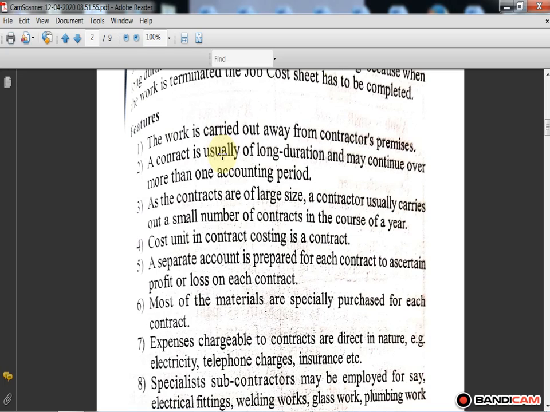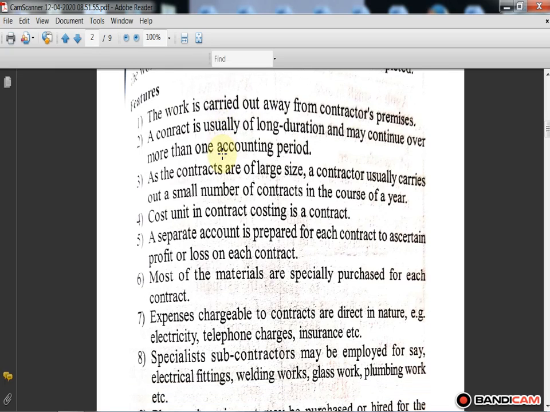Third, as the contracts are of large size, a contractor usually carries out a small number of contracts in the course of a year. Okay, as the contracts are of large size, a contractor usually carries out a small number of contracts in the course of the year. Fourth, the cost unit in contract costing is the contract.